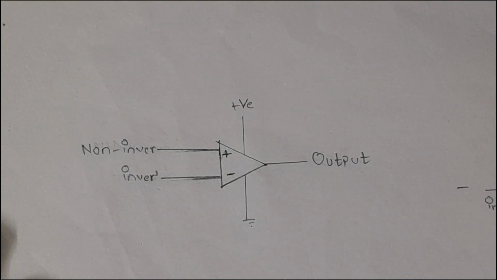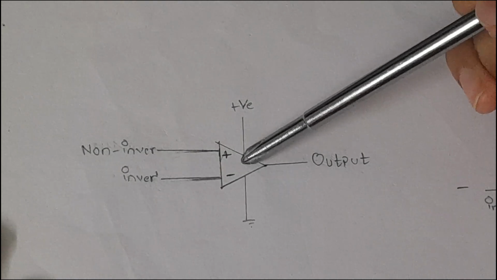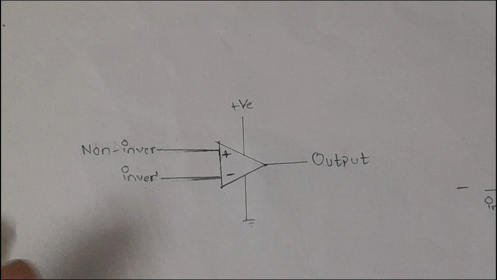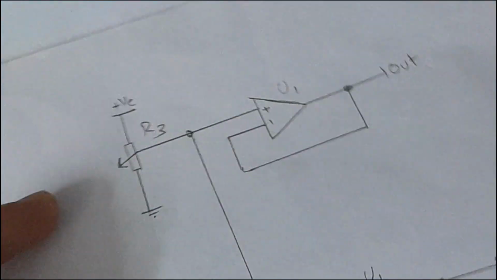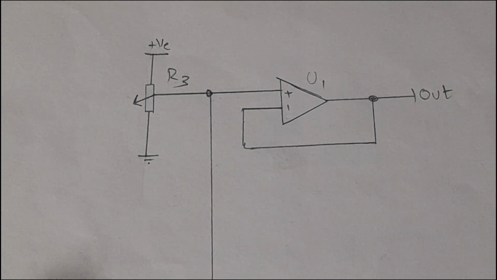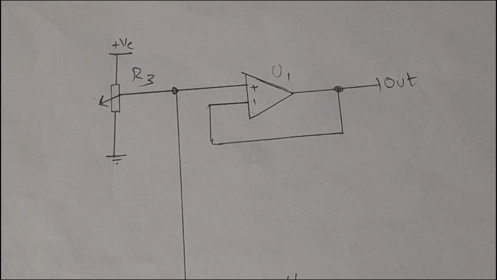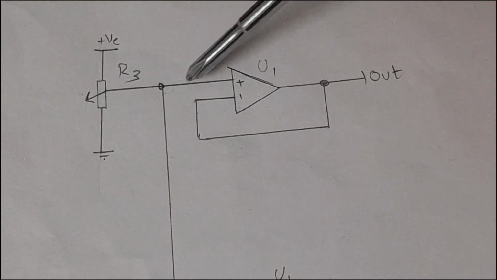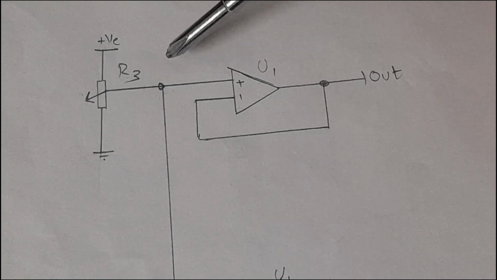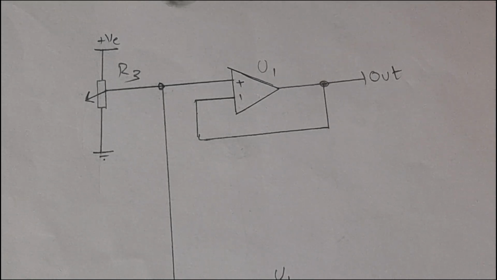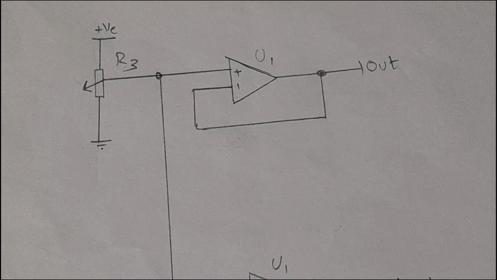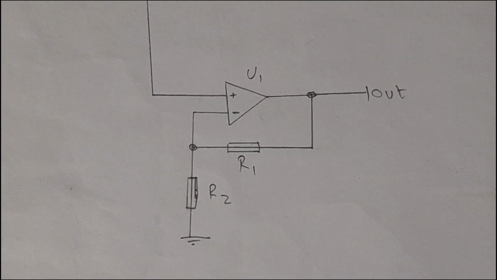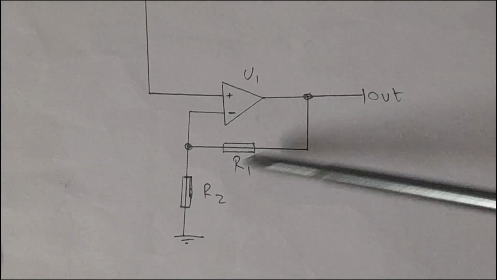The op-amp is also a linear device, so we can use it linearly. We can connect the inverting input of the op-amp to the output, and the circuit will look something like this. This is the circuit I was talking about. We have connected the inverting input to the output, and if you provide the non-inverting input with any voltage, the op-amp will follow it. Since the op-amp is a linear device with high gain, we can use it as an amplifier also.